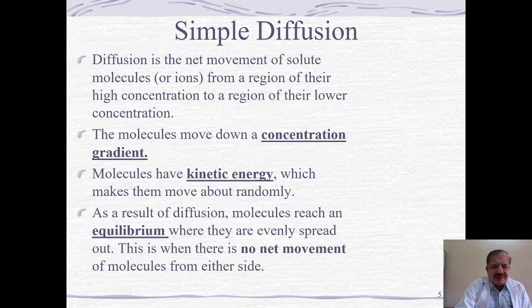Molecules have kinetic energy which makes them move about randomly. As a result of diffusion, molecules reach an equilibrium where they are evenly spread out. Once it becomes evenly spread out, a solvent and a solution at the equilibrium stage, there will not be any movement.